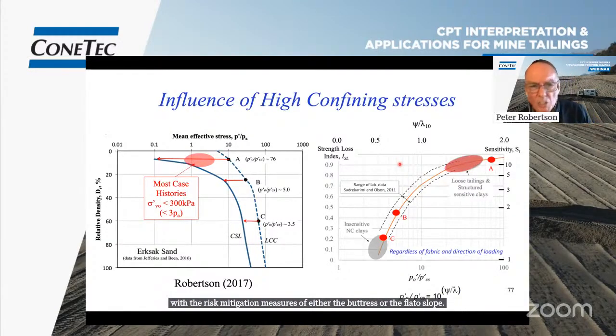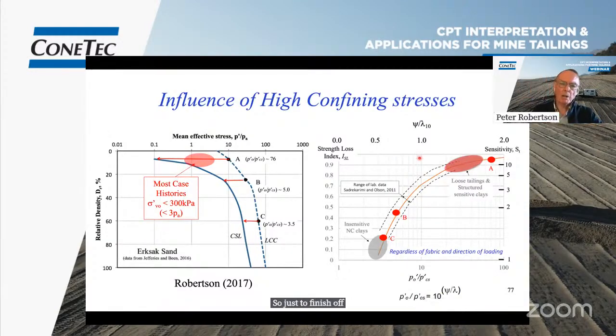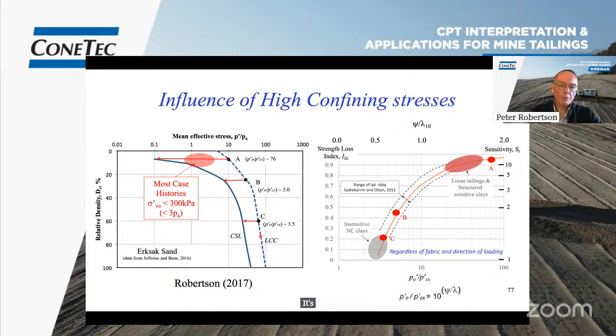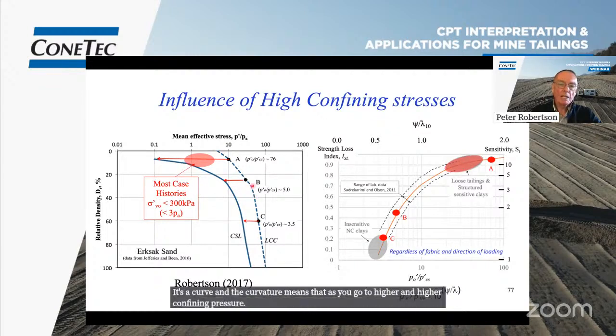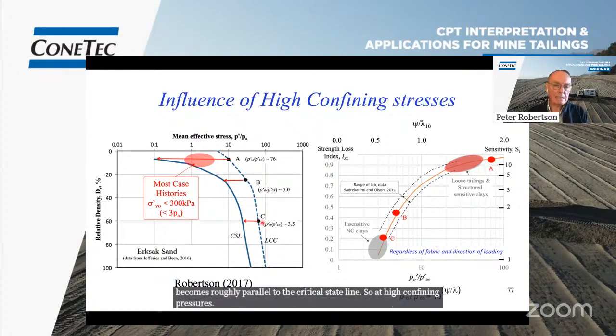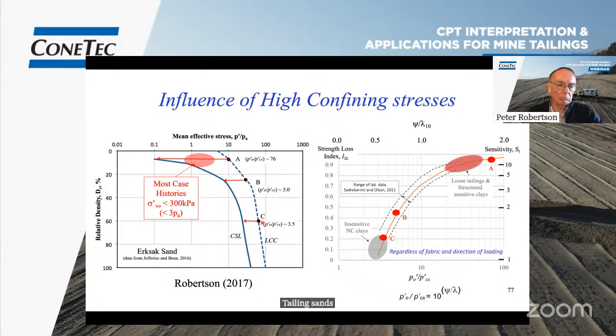So just to finish off, just touch on high confining pressure. So back in 2017, I'd sort of said, well, the critical state line is not a straight line. It's a curve. And the curvature means that as you go to higher and higher confining pressure, the limiting consolidation line becomes roughly parallel to the critical state line. So at high confining pressures, tailing sands tend to look a bit like clays, normally consolidated clays.